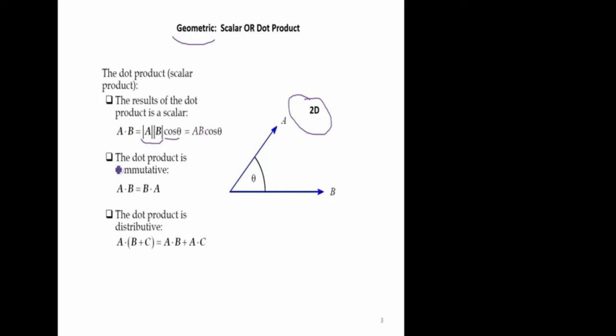This function is commutative because if you just switch the order of A and B, that's all you're doing if you switch the order of A dot B. So the commutative law is obeyed. The dot product is distributive, meaning that if you form the sum of two vectors and then dot it into A, that's the same thing as dotting A into B plus A dot C. These are easy to prove.